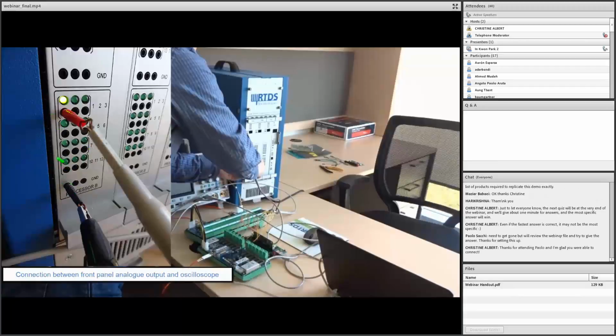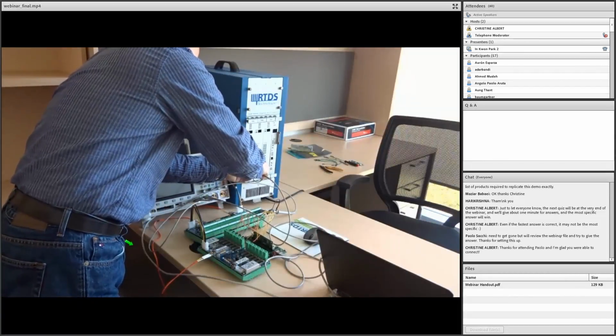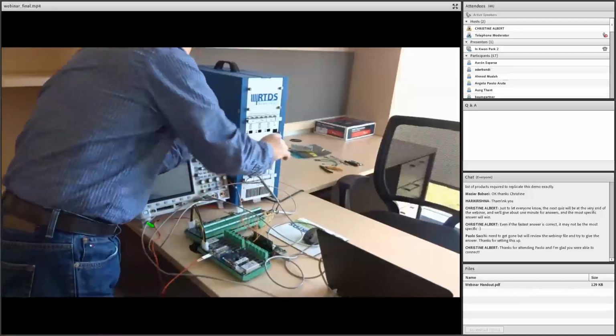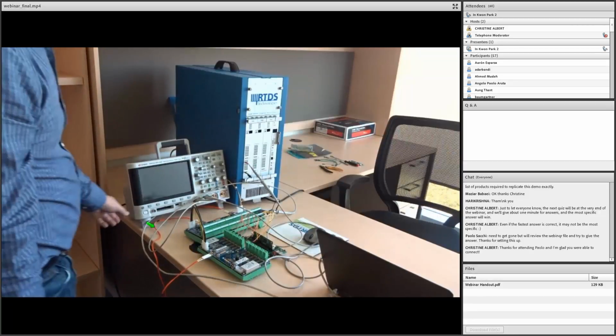I have 2 pins. One is a signal pin, and the other one is a ground pin. And you can make the connection between the RTDS and your scope like this. So now the scope is turning on.